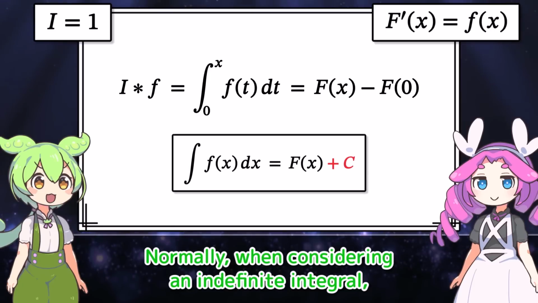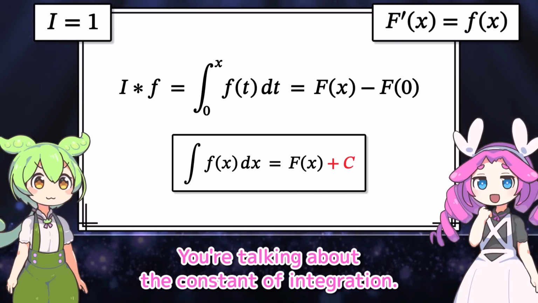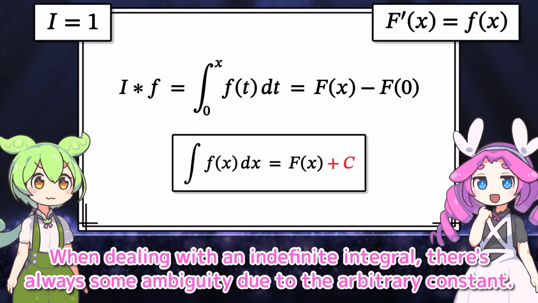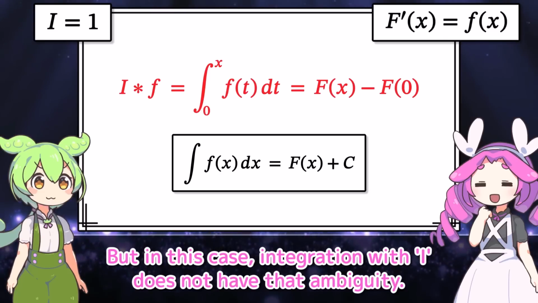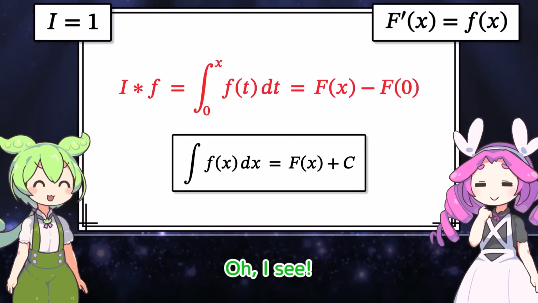But normally, when considering an indefinite integral, I feel like something like this always appears. You're talking about the constant of integration. When dealing with an indefinite integral, there's always some ambiguity due to the arbitrary constant. But in this case, integration with I does not have that ambiguity. That's an important point. Oh, I see.